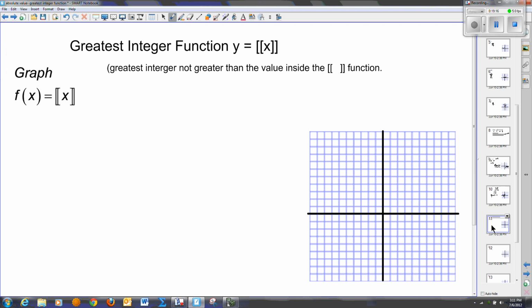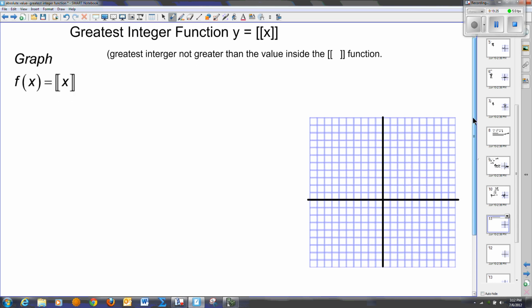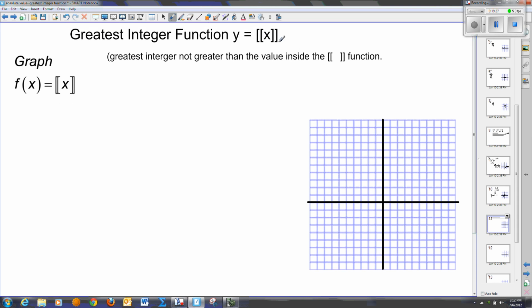Next example. We're going to look now at the greatest integer function, which is a little trickier than the absolute value function. The greatest integer function actually looks like 2 brackets. What the greatest integer function means is that whatever is inside these brackets represents the greatest integer not greater than the actual value inside the function.